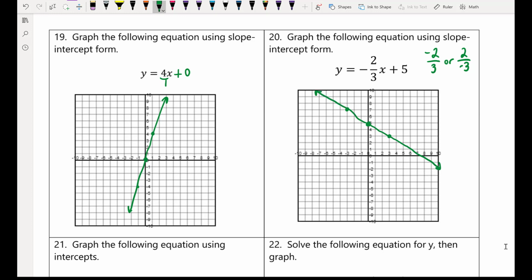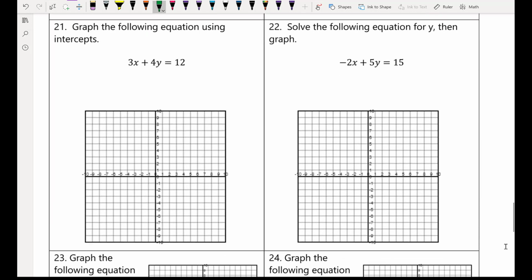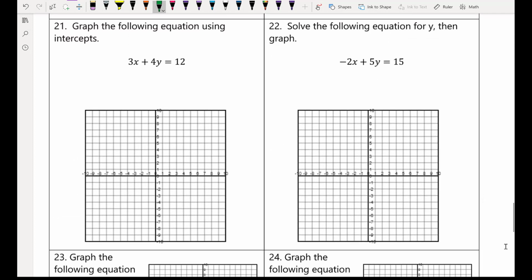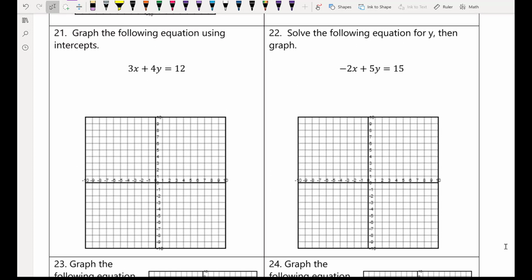There we go. Now, there's a couple other situations we could have here. Graph the following equation using intercepts. So that's where you put in a 0 where x is and a 0 where y is and solve. It's also called the cover-up method. So you can cover up this part and solve by dividing both sides by 3. And that tells you that the x-intercept is 4.